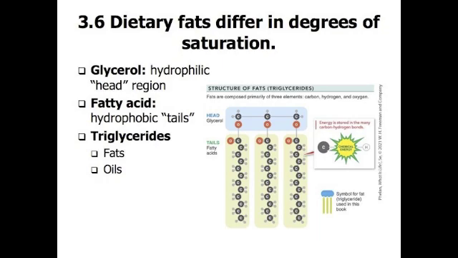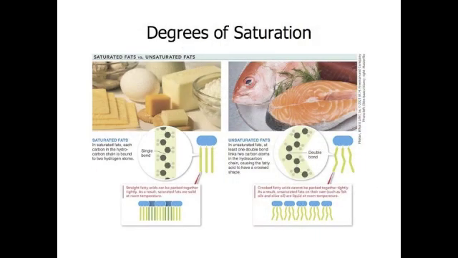Triglycerides that are solid at room temperature are generally categorized as fats, while those that are liquid at room temperature are classified as oils. The terms saturated and unsaturated refer to the hydrocarbon chain of fatty acids. If each carbon atom in the hydrocarbon chain of fatty acids is bonded to 2 hydrogen atoms, the fat molecule carries the maximum number of hydrogen atoms and is said to be a saturated fat.